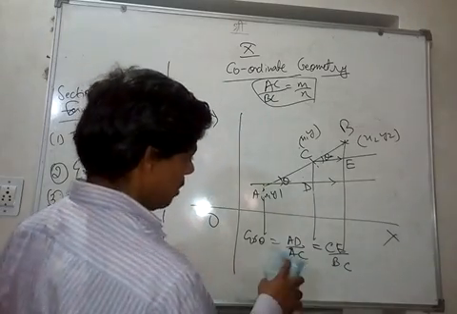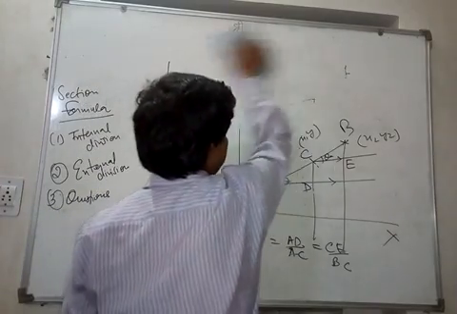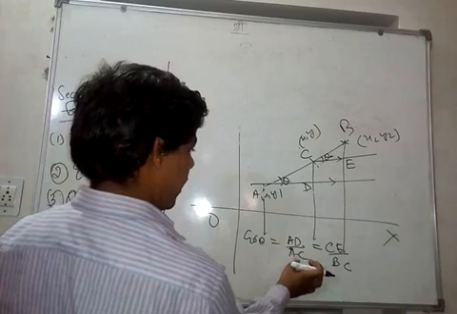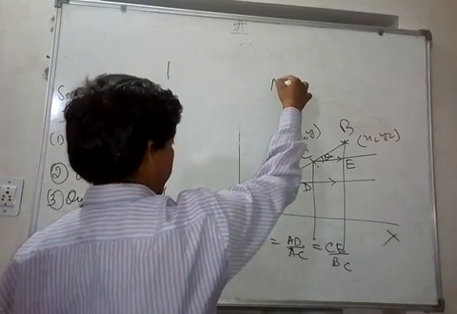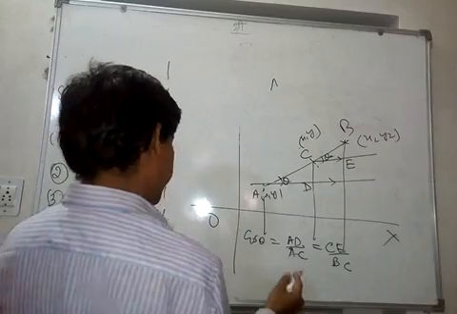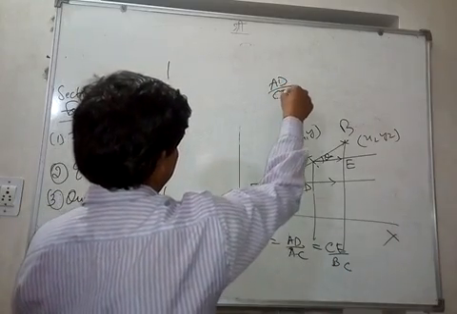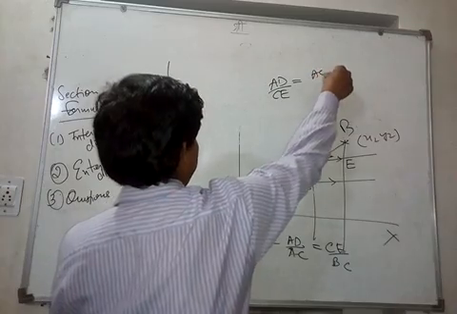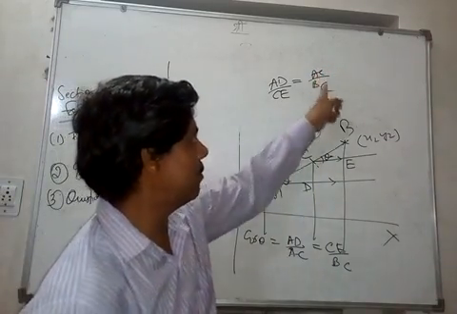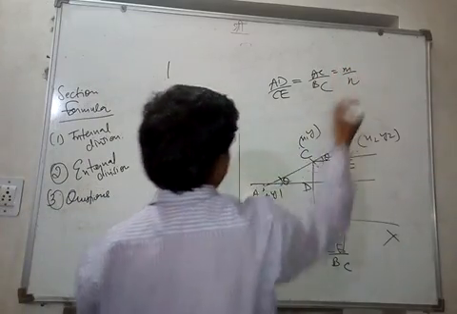Now if you write this, what will you get? If I take AC that side, I will get AD upon CE is equal to AC upon BC. Okay. Now this is very important. AC upon BC is m upon n. This is equal to m upon n.